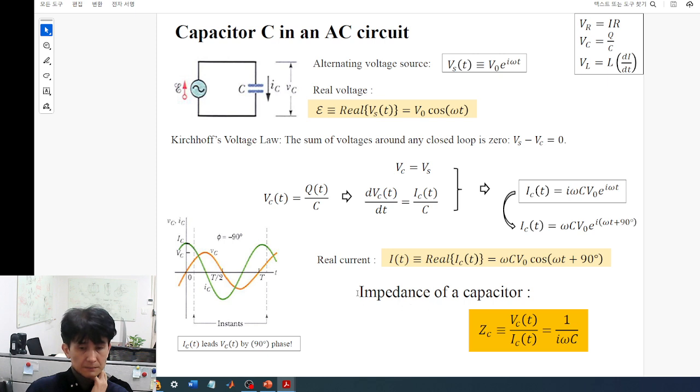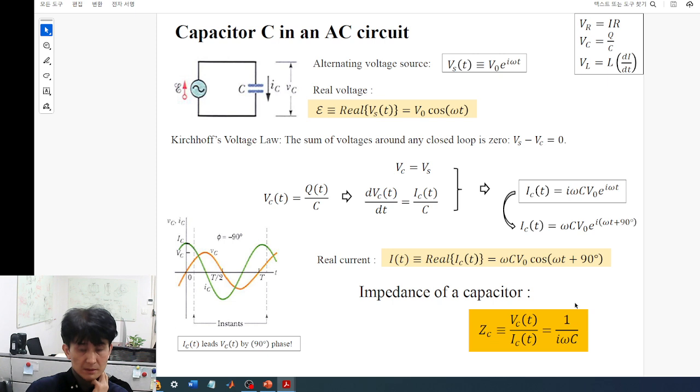So if we take the Vc over Ic, Vc is given as Vs, which is V0 e^(i omega t), and Ic is i omega C V0 e^(i omega t). Then V0 e^(i omega t) cancels out, and we have only 1 over i omega C left. So the impedance of a capacitor, which is the ratio of the voltage of the capacitor divided by the current of the capacitor, becomes 1 over i omega C.